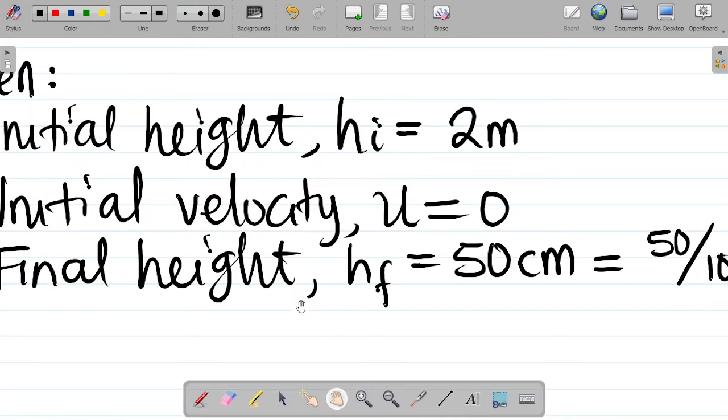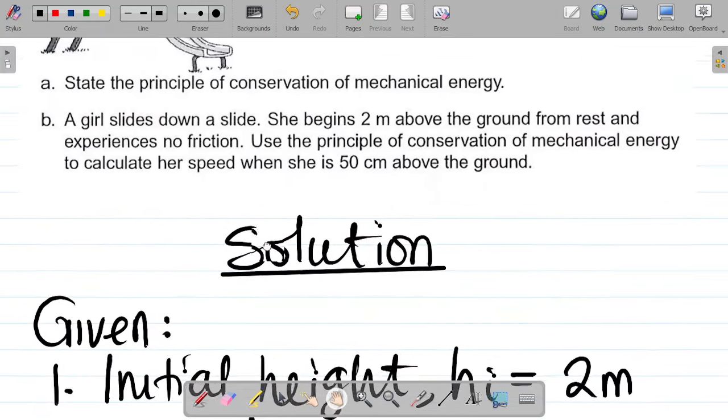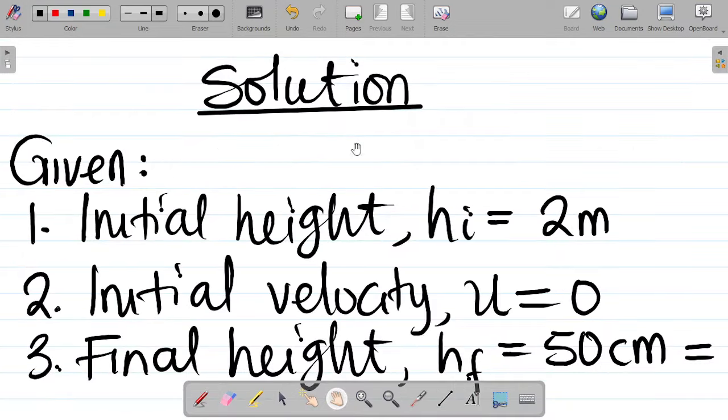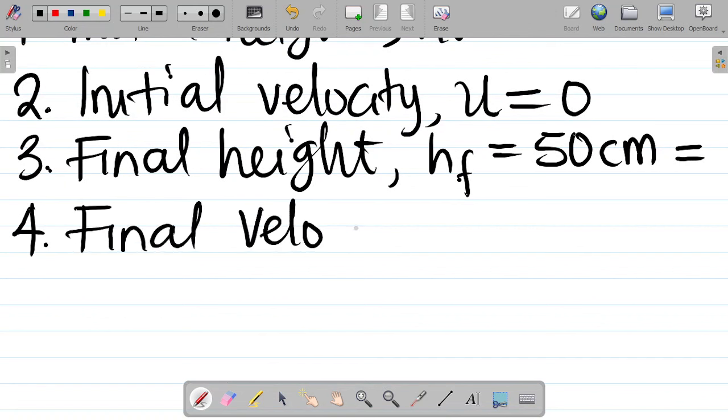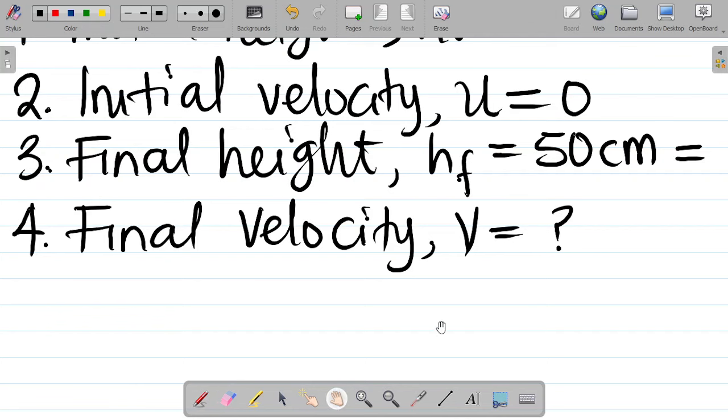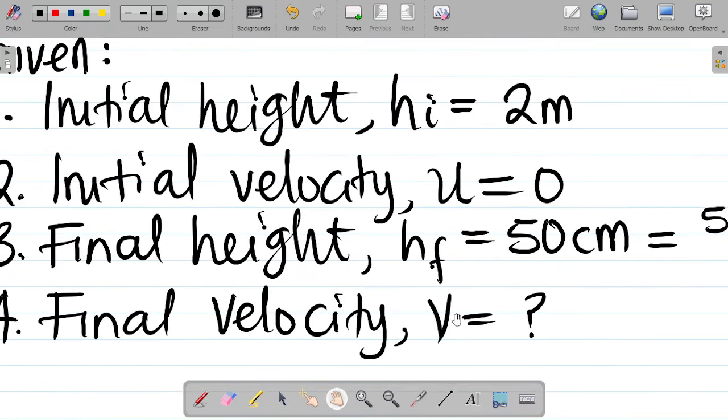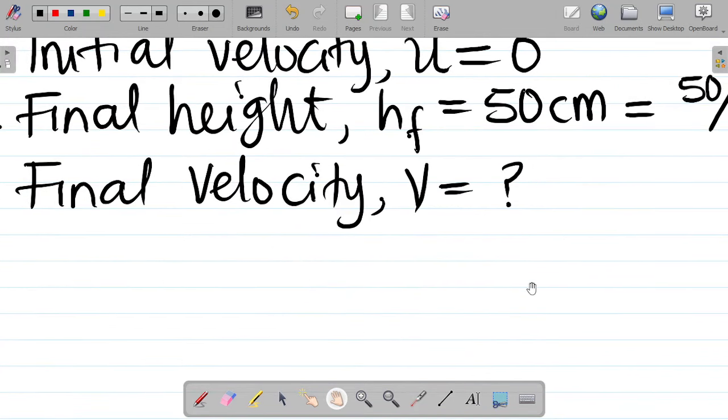So I have this. Now you're asked to find what there? Calculate the speed. If you say calculate the speed, what you're asked to find is just the final velocity. So the final velocity, which is the speed, v, is equal to unknown. Now for this question, we don't necessarily need a free body diagram, okay? Because the values we need do not depend on any free body diagram. So we could just go straight to getting our answer.